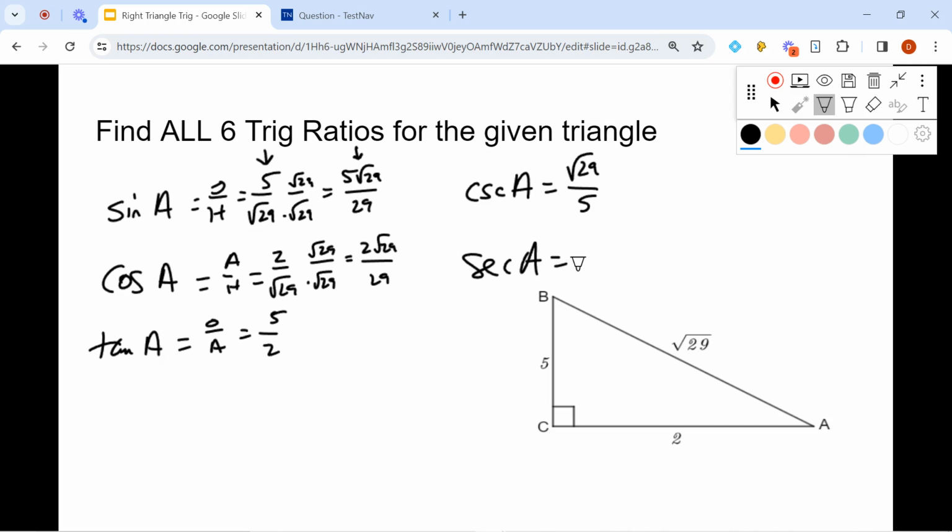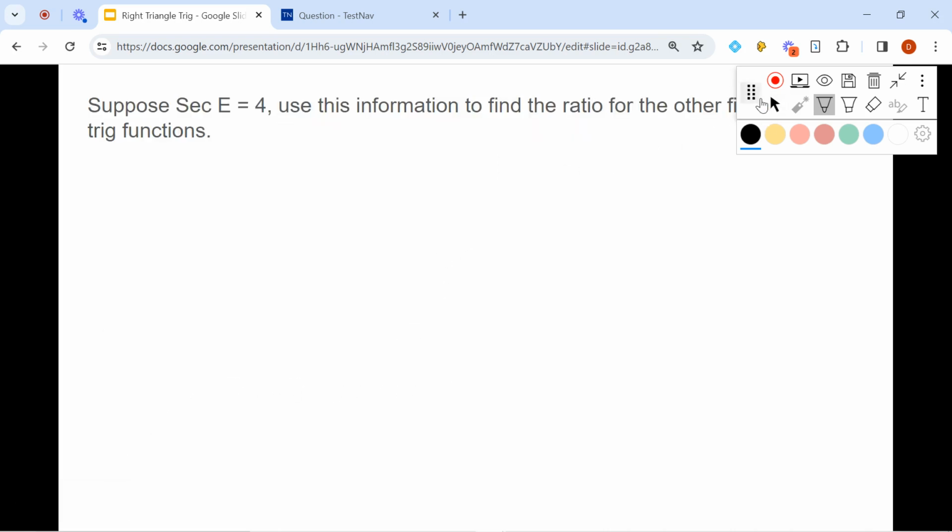The reciprocal of cosine is secant. And again, I don't want to flip this one over. I want to flip the 2 over radical 29. It gives me radical 29 over 2. And the cotangent of A is just the reciprocal of tangent, 2 over 5. And that's my answer.